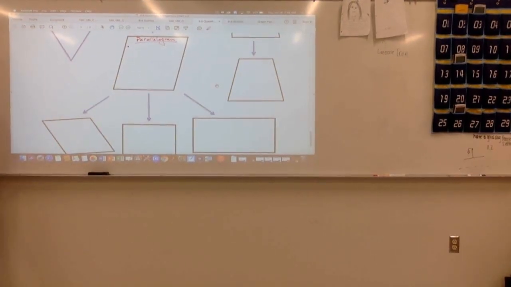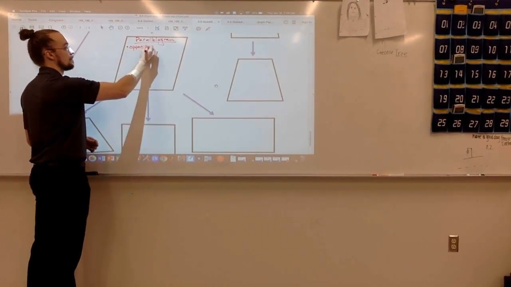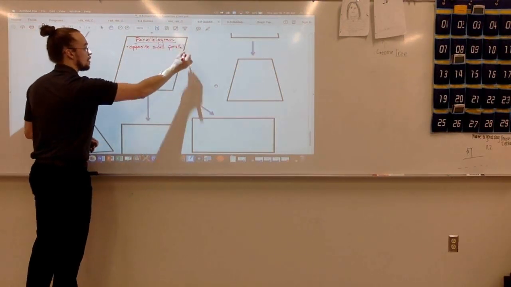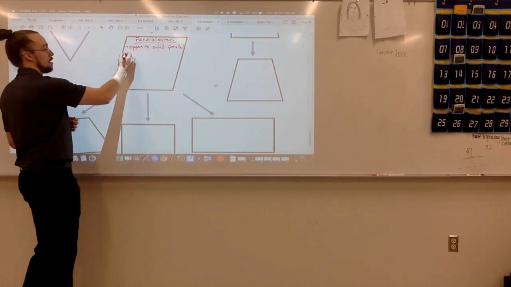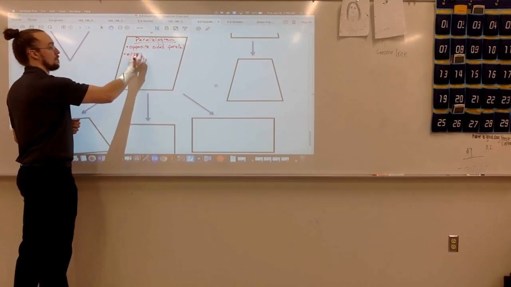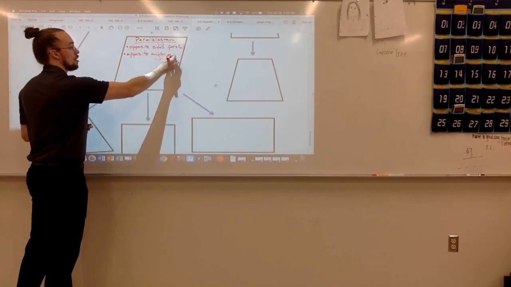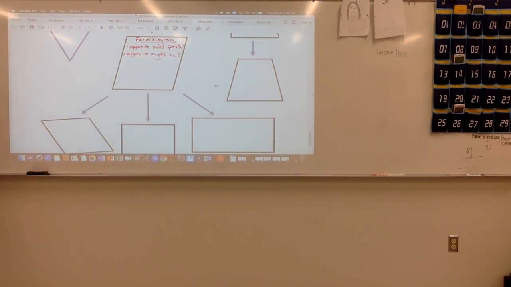We want parallel sides. Opposite sides are parallel. What else? Opposite angles are the same. All right, opposite angles are congruent. What else?